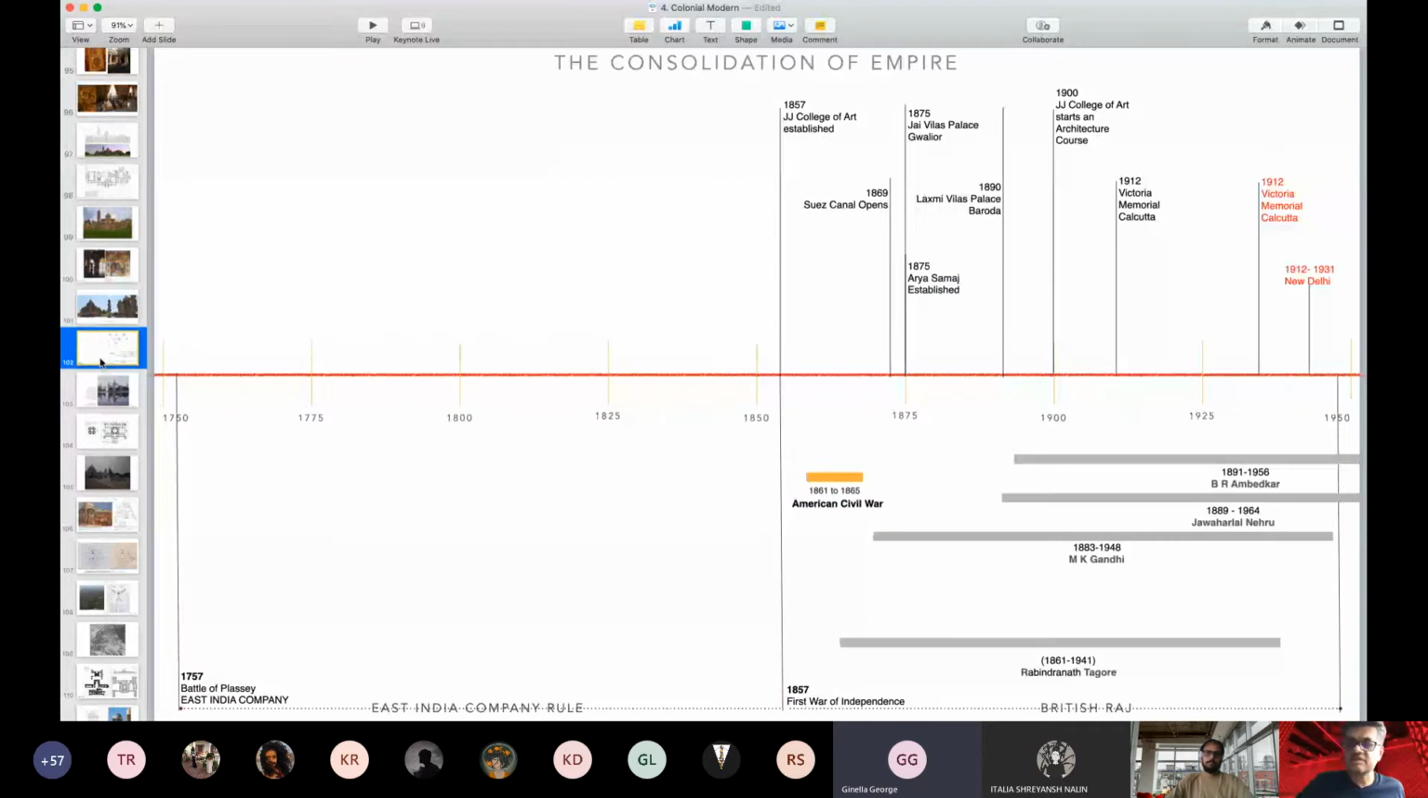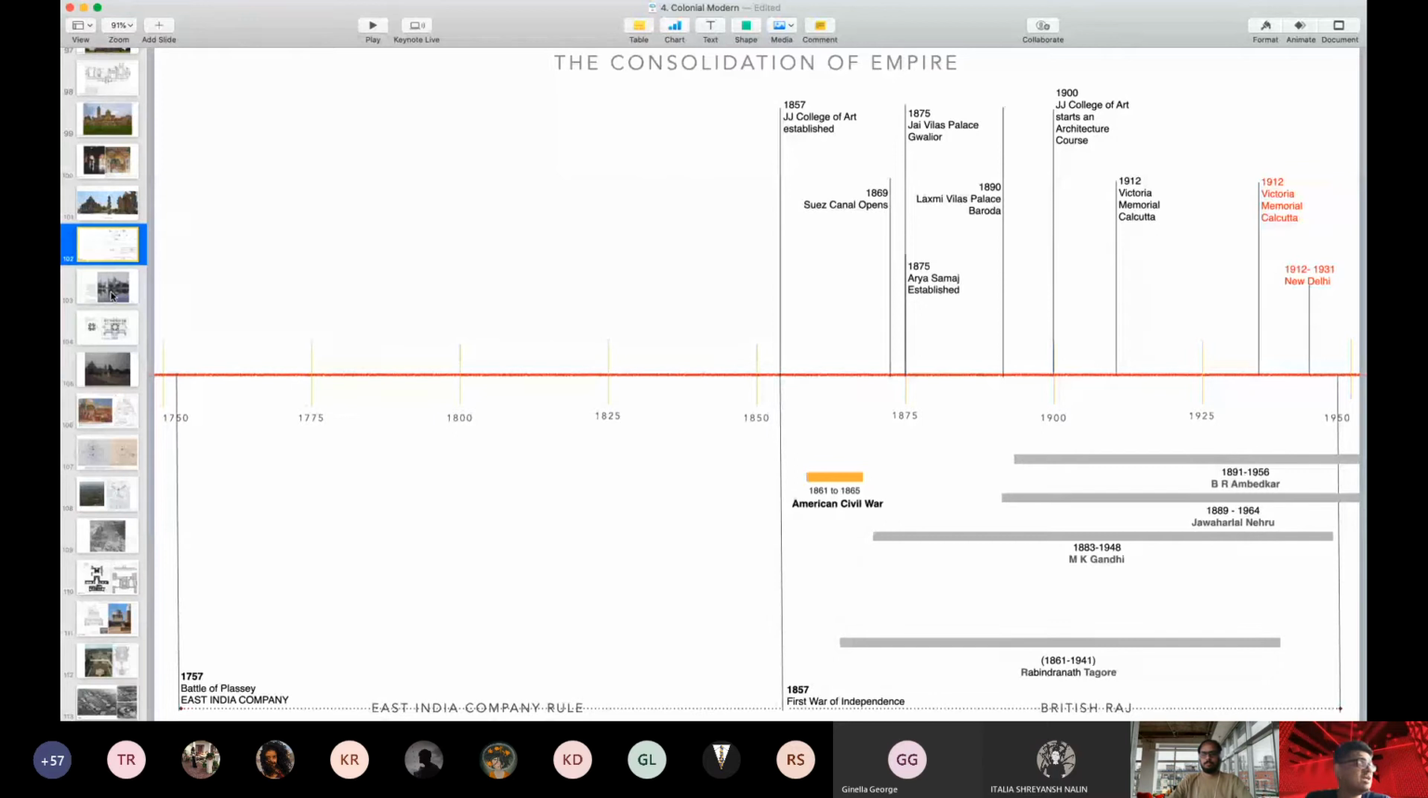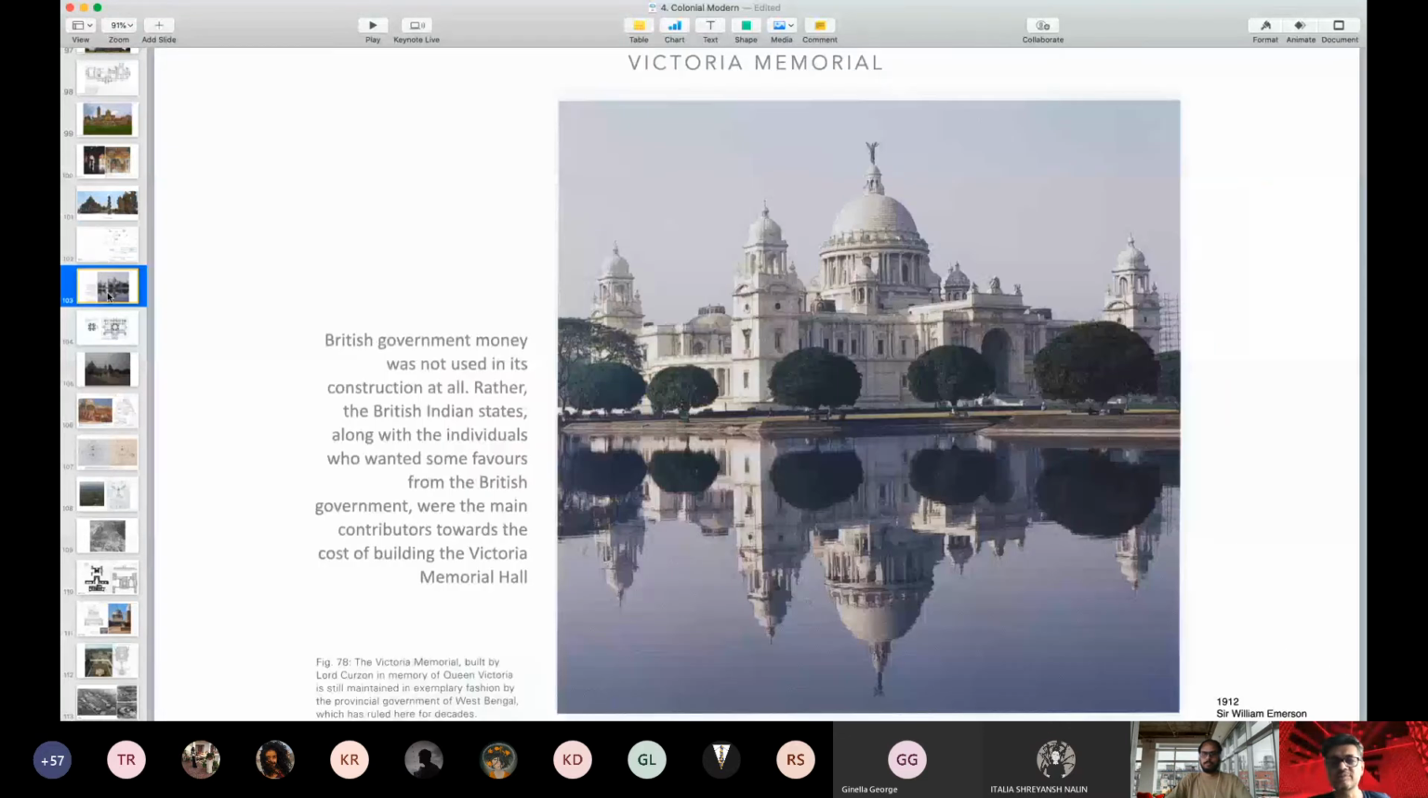So what happens is that at the beginning of the 1900s, Queen Victoria dies. Queen Victoria has been the ruler of England for many years, and that becomes a really important event for us. Two extremely important things happen in that last period, from 1900 to 1947, and two important architectures is what I'll very quickly show you. One is the Victoria Memorial Hall that is built in Calcutta, which is in some senses a colonial version of the Taj Mahal, and it's very self-consciously done in that way.